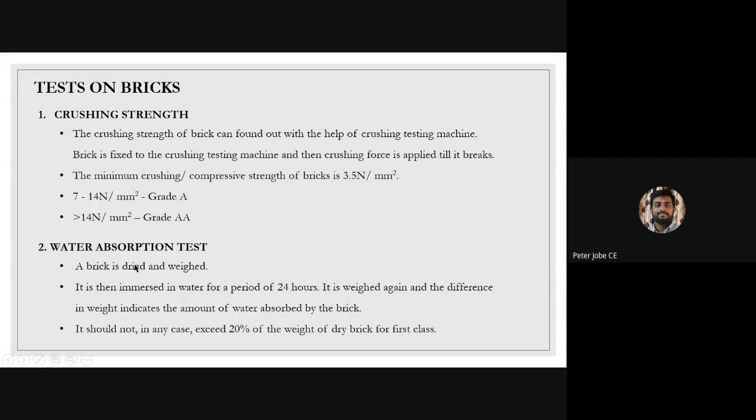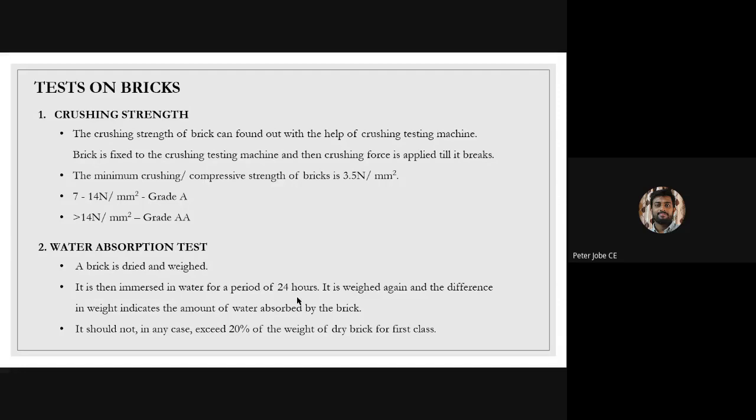So the brick is dried and weighed. It is then immersed in water. That means we will dry the brick, and then take the weight. It will be immersed in water for 24 hours, and then it will be weighed again, and the difference in weight indicates the amount of water absorbed by the brick. So in no case should it exceed 20% of the weight of the dry brick. For first class, it should not be more than 15%, and in any case, it should not be more than 20%.